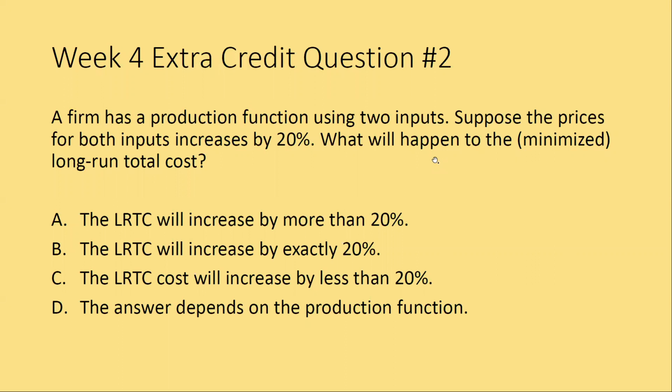So here is the extra credit question, the second one for this week. So let's say the firm has a production function that uses 2 inputs. Here I didn't specify what type of production function it is. It can be any arbitrary type of production function. And let's suppose the prices for both inputs increase by 20%. And we are asking what will happen to the minimized long-run total cost.